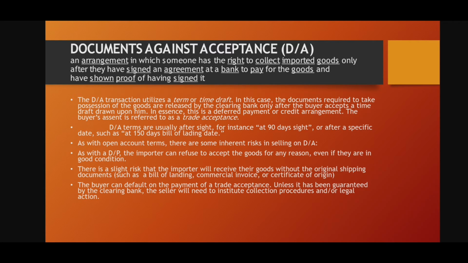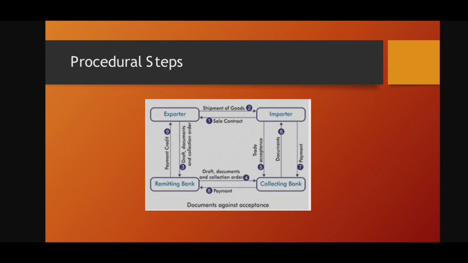Documents against acceptance. An arrangement in which someone has the right to collect imported goods only after they have signed an agreement at a bank to pay for the goods and have shown proof of having signed it. Procedural steps for documents against acceptance.